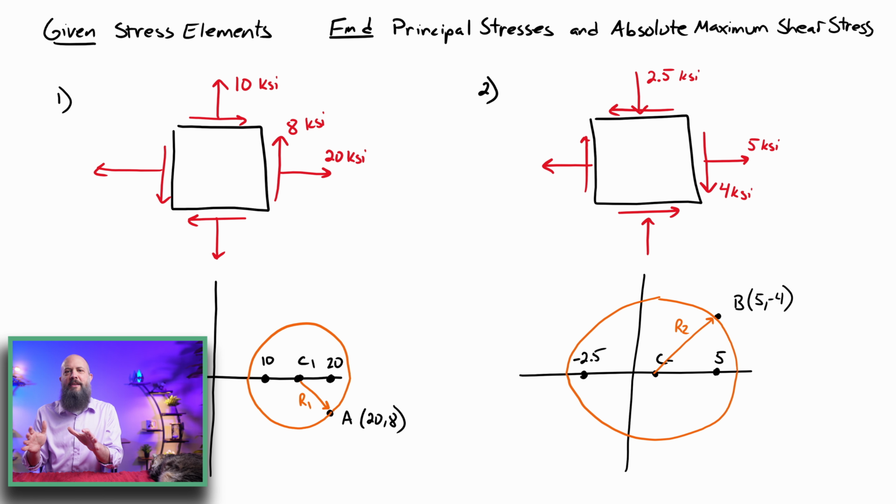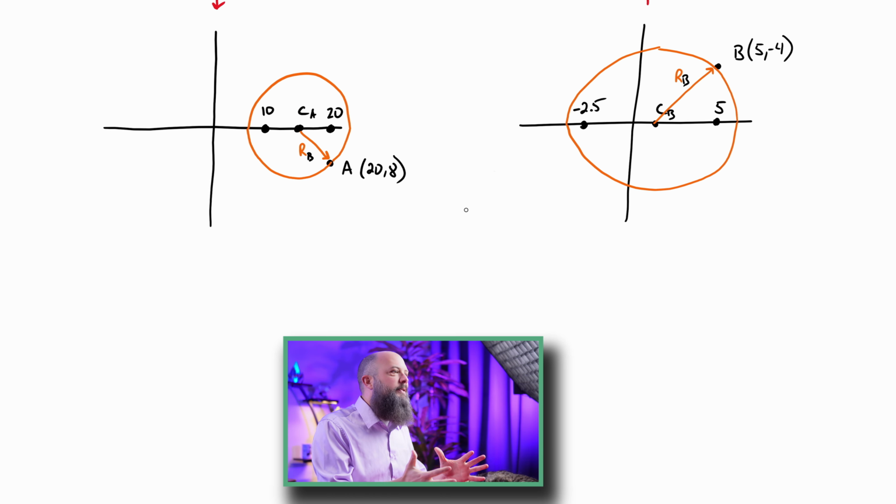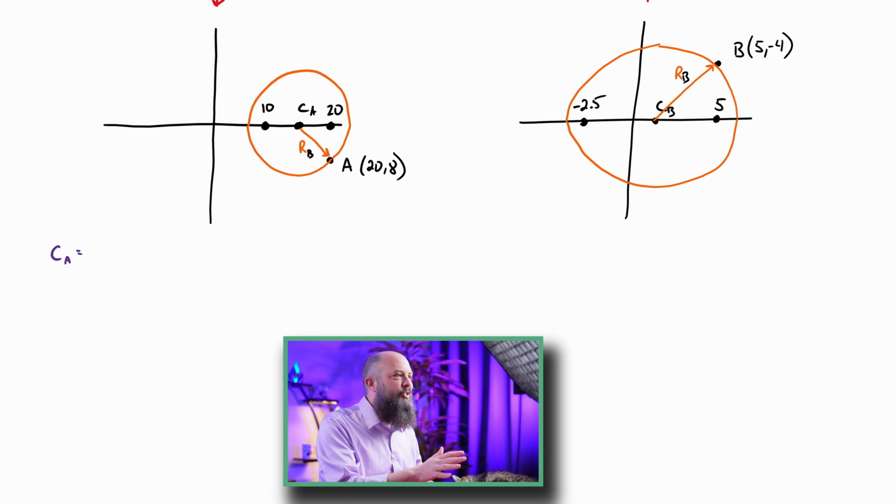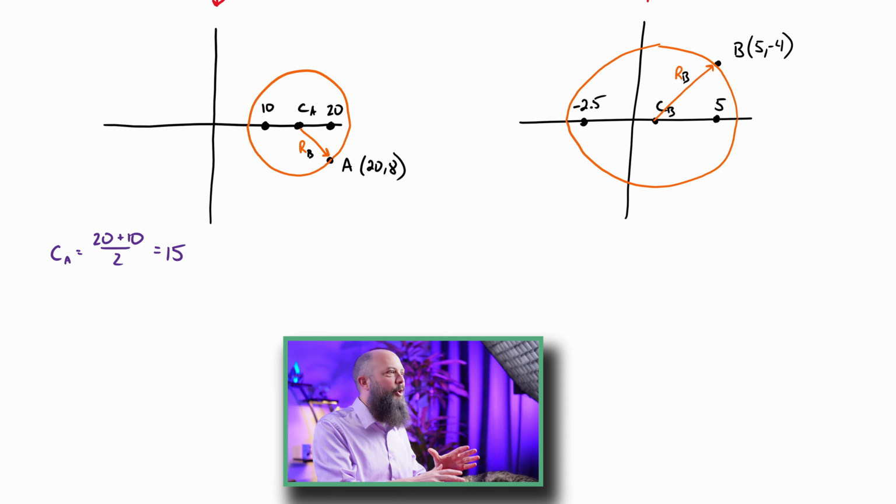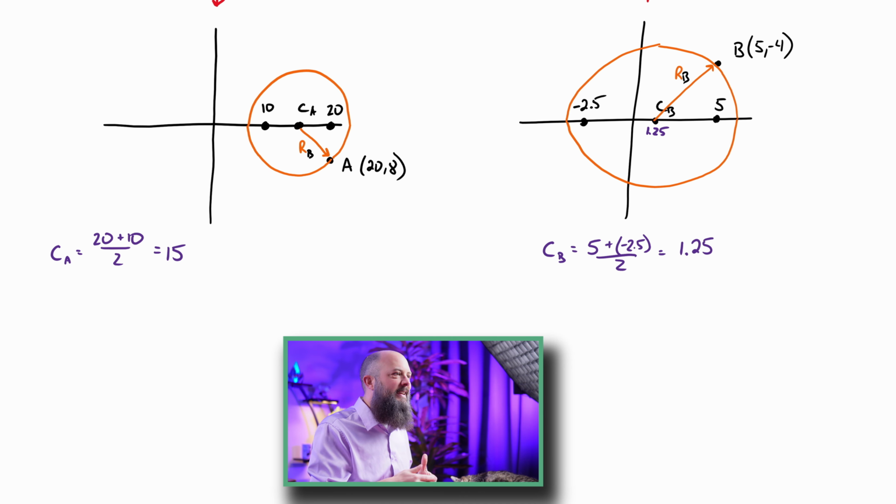This will come into play for other problems where you care about actually rotating to find where the maximum stress is at the end. We're not going to do that for this problem, but there are other problems where this positive or negative actually does matter. All right, so starting to do some math, we can find C is just the average of our X and Y normal stresses. So the average of 10 and 20 is 15. The average of negative 2.5 and 5 is 1.25.